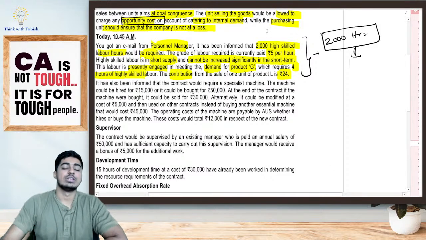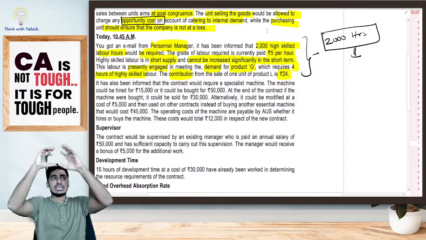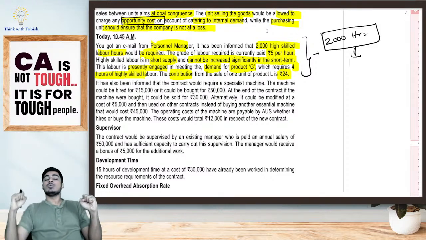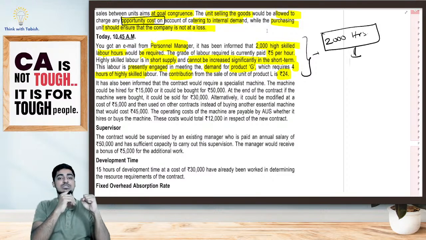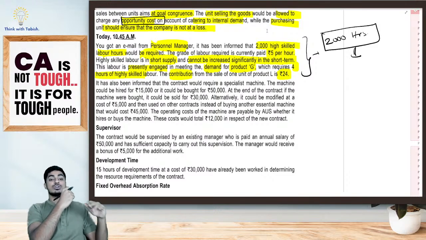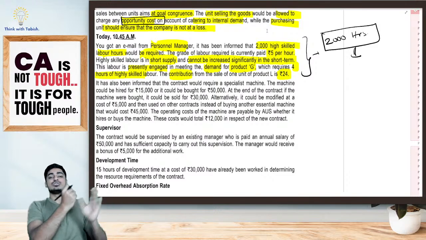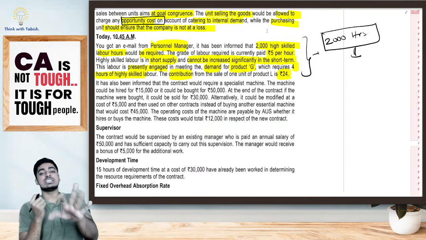Okay, perfect. So 2,000 hours of labor is required. We see whether we are using existing employees or new employees. The question is telling we cannot get new employees, so we need to get the work done from existing employees only. We see whether spare capacity is available among the existing employees. The question is telling no, spare capacity is not available. It is in short supply. So what do I need to do? Spare capacity is not available, so I am sacrificing some external sale.